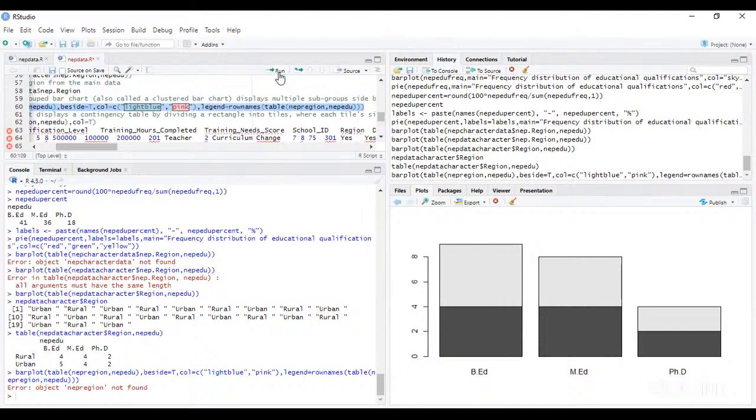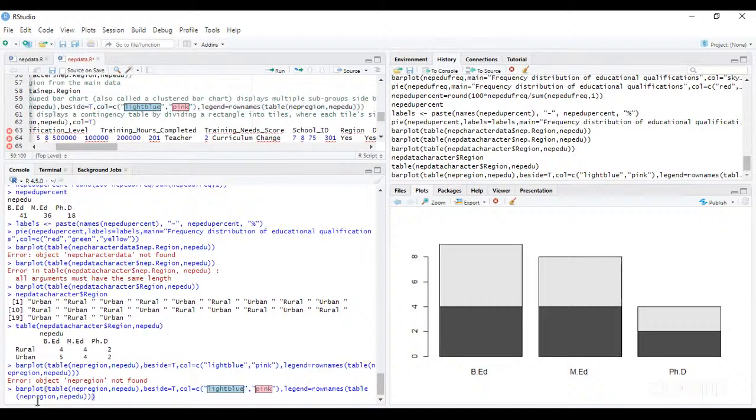So ma'am, in the console section, on your keyboard, there is one upward arrow. You click on that in the console section. Press upward. Now, ma'am, don't enter. Now, ma'am, you have not region. NEP region, this thing is not there.